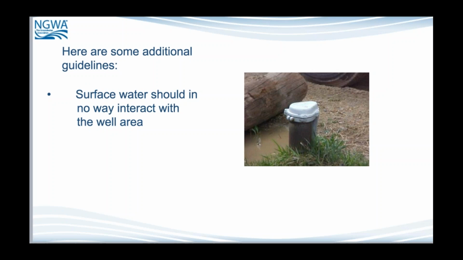Surface water should not interact with the well area. Where we talked about that sloping, you want the water to run away from the wellhead, not pool and puddle towards the wellhead. So that's what we're showing here with this particular slide. Just don't let it interact. Don't let it get close.